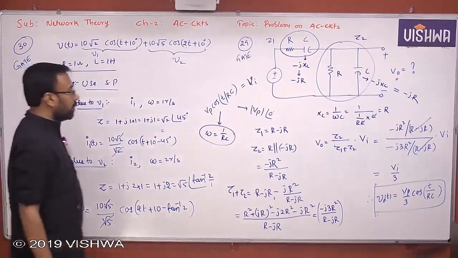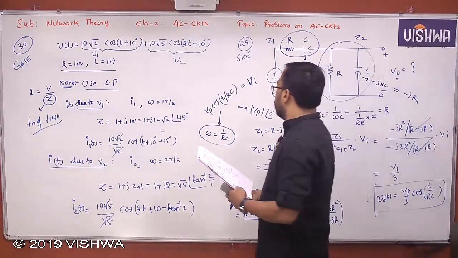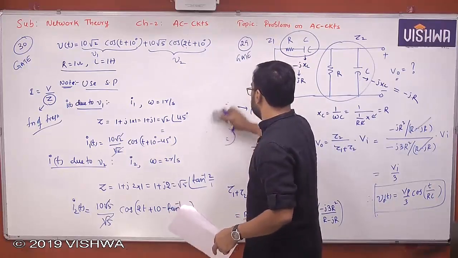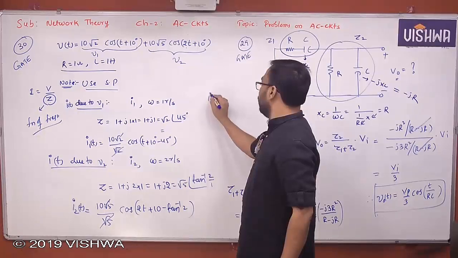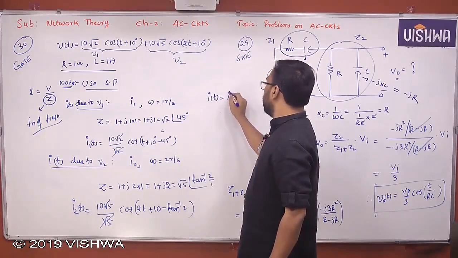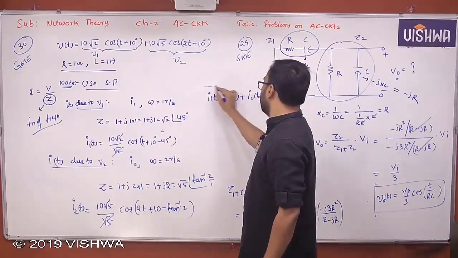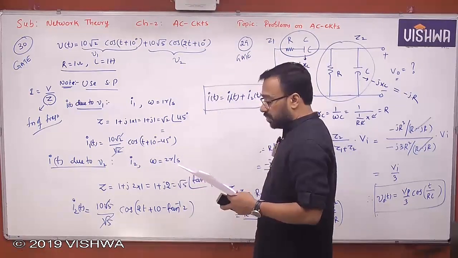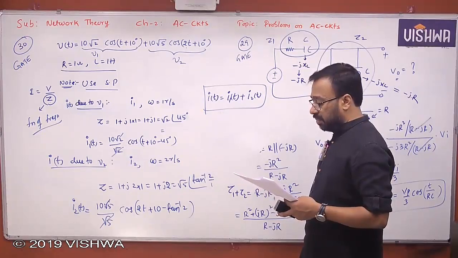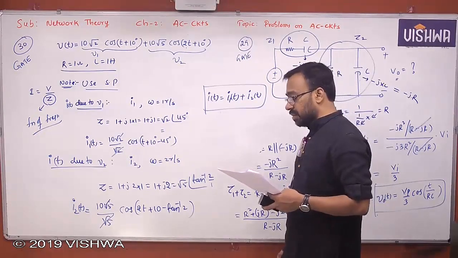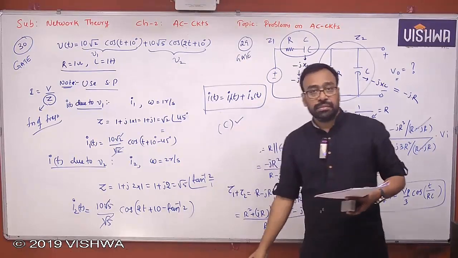So what is the total response you have? The total response you can write as I of t is equal to I1 of t plus I2 of t, according to superposition. So which option is correct here? You can say 10 cos t minus 35 plus 10 cos 2t plus 10 minus tan inverse 2. Option C is correct. Clear, all of you?